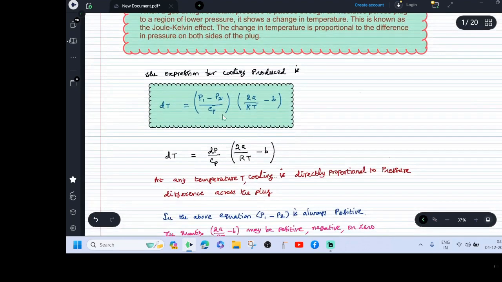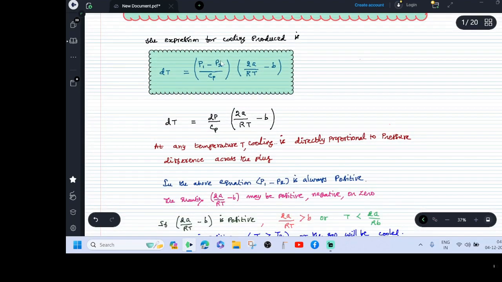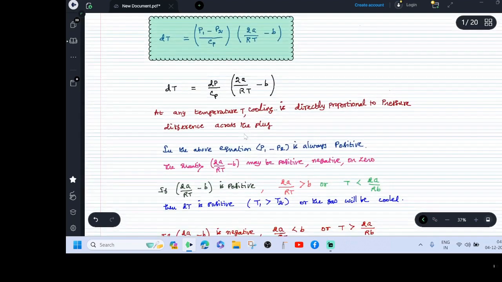Here P1 minus P2 is our change in pressure, that is dP. Cp is the specific heat capacity at constant pressure. For the given temperature, the quantity P1 minus P2 is always positive, whereas the value of 2a/RT minus b determines the nature of the effect.